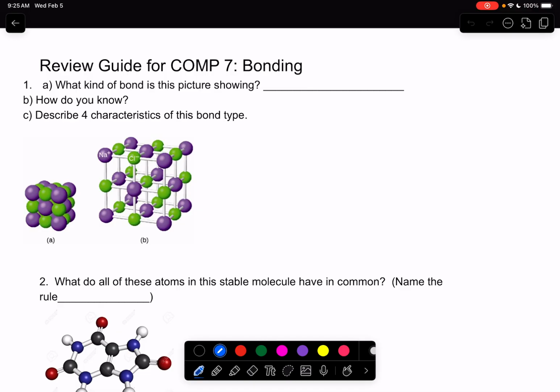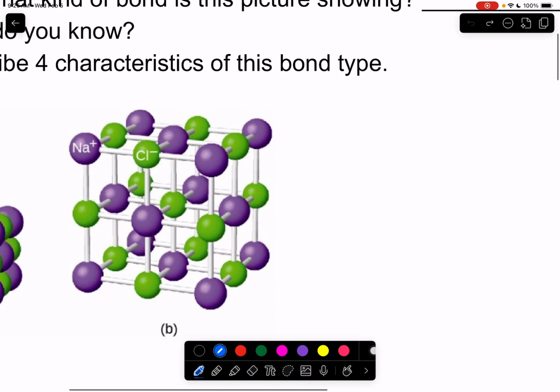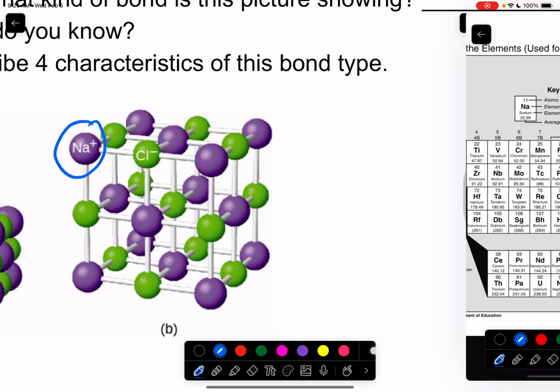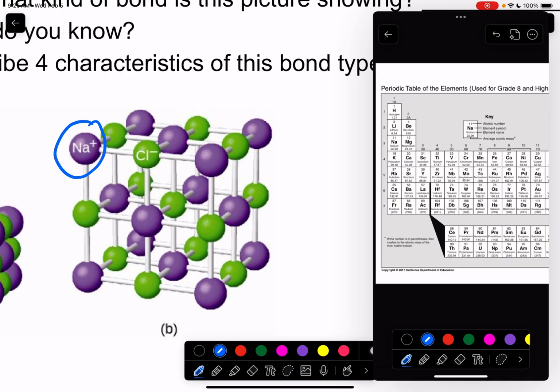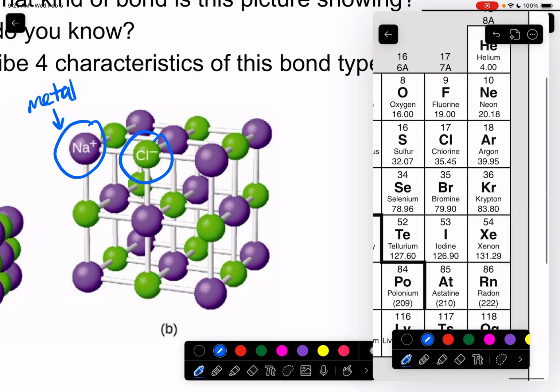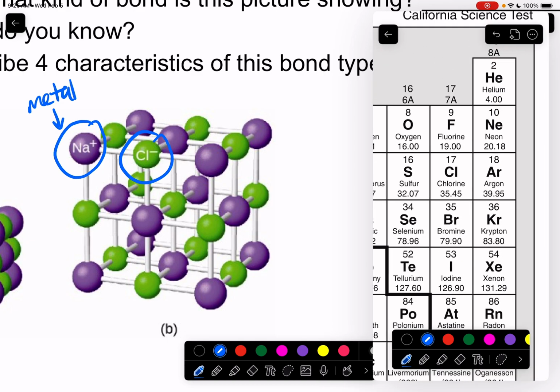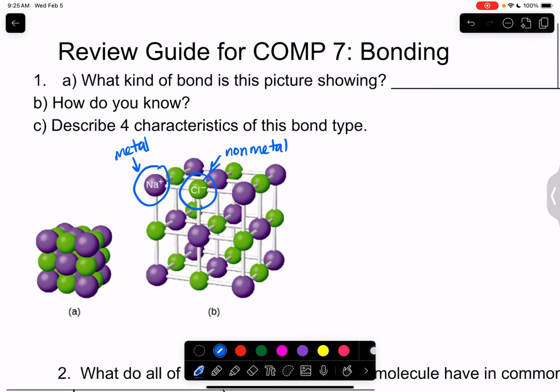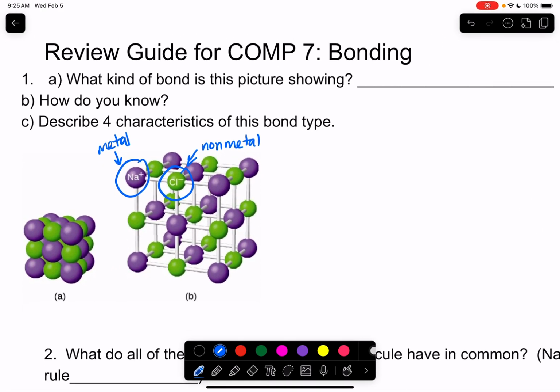So starting off, we're going to be using this model to try to determine what kind of bond is being shown. If you look at this model, Na on the periodic table is on the metal side. So this is a metal. Cl we find on the periodic table over here on the right side. This is a nonmetal. So we have this structure that has a metal and a nonmetal. That is an ionic bond.